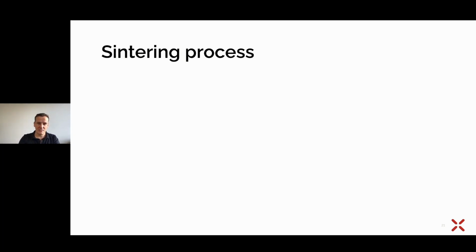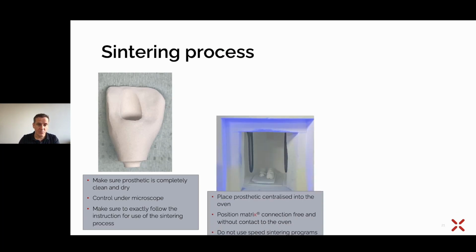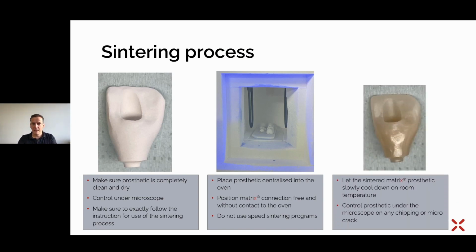Okay, sintering process. In the sintering process, make sure the prosthetic is completely clean and dry. Control under the microscope before you go into the sinter oven. Make sure to exactly follow the instructions for use of the sinter process. In the sinter oven, place the prosthetic centrally into the oven. Position the matrix connection free and without contact to the oven. Do not use speed sintering programs if possible. Always check that the connection is not touching the walls of the sinter oven. Place it in the middle, and please also read the instructions for use from your zirconia supplier and from your sintering oven supplier. Let the sintered matrix prosthetic cool down slowly.